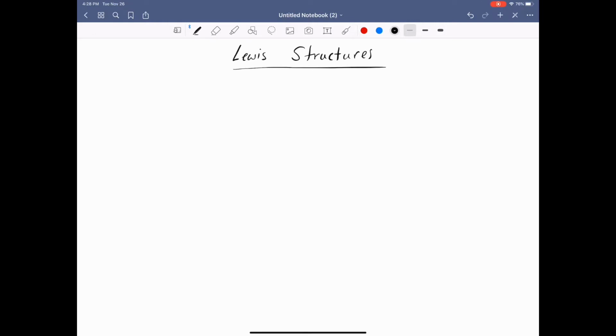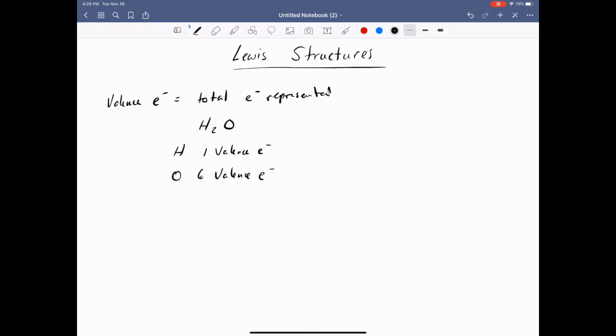The valence electrons are the total electrons represented in the structure. An example of this, we'll use H2O, water. Hydrogen, H, has 1 valence electron, and oxygen has 6 valence electrons. And so for H2, because there is a subscript of 2, we do 1 times 2 from right here, and we get 2 total valence electrons.